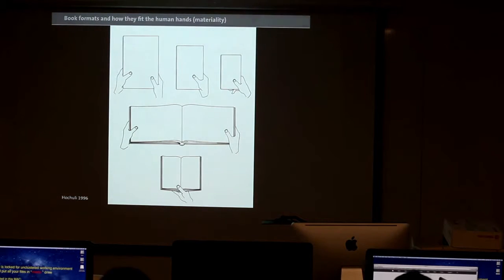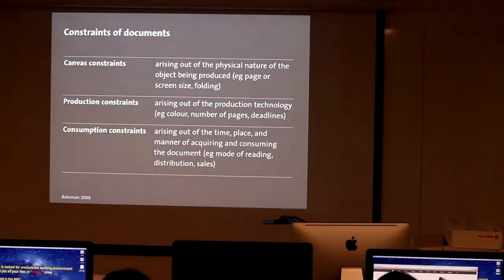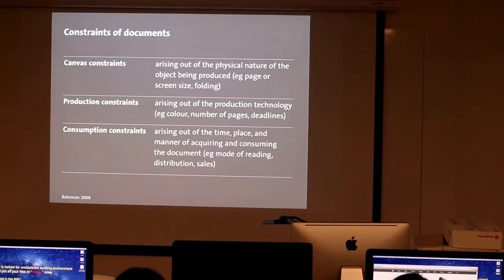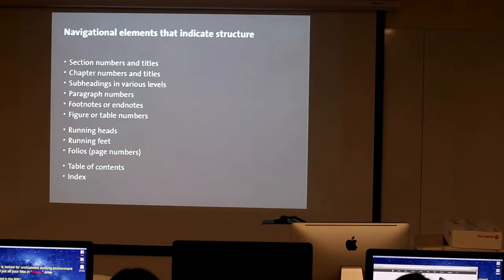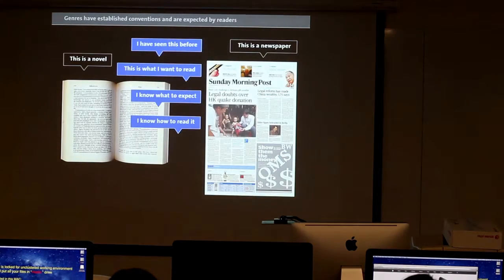We talked about formats or the materiality, the constraints that have to do with that. We talked about constraints that came from production, constraints that come from consumption. We talked about navigational elements, which has a lot to do with typography. We talked about genres. Remember, I had an exercise for you, but you probably haven't done it. But think about that. You can recognize the genre by not just the content, but also by the look of it, the access structure of it.